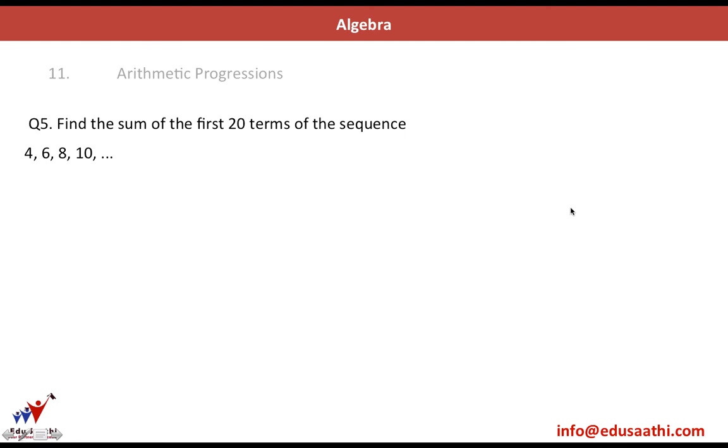Let's look at another question. The question is to find the sum of the first 20 terms of the sequence. Now what is given to you? The first term is 4, the common difference is 2, and the number of terms is given as 20.